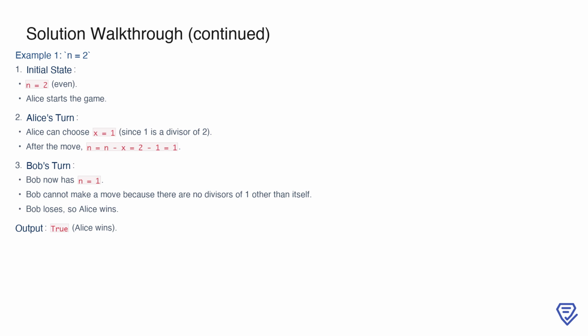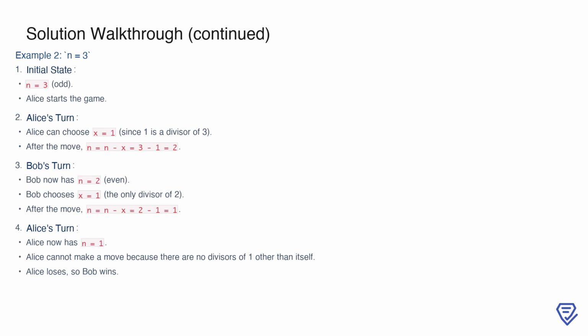This confirms that when n is even, Alice can always win the game. The output in this case is true. Now consider the case where n equals 3. Here, n is odd, and Alice starts the game.